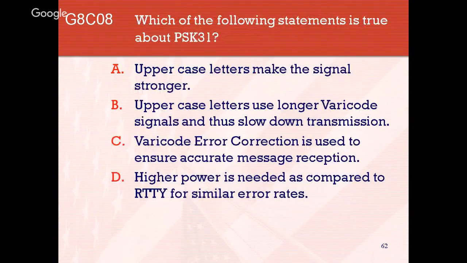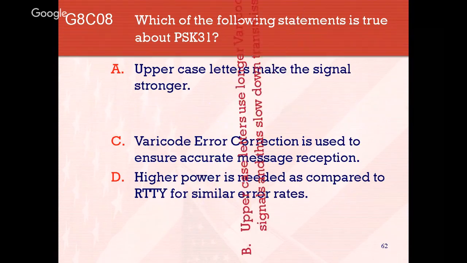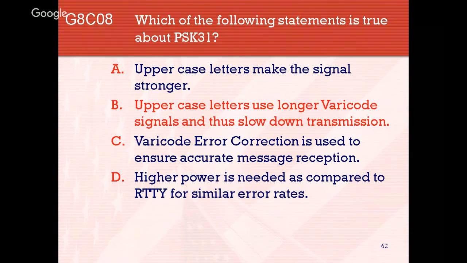Which of the following statements is true about PSK31? Remember that RTTY uses uppercase. And uppercase letters use longer varicode signals and thus slow down transmissions. That would be a true statement for PSK31. And that's why with PSK31 usually you're transmitting in lowercase. So keep in mind that the varicode signals for the uppercase letters are longer and they slow down transmissions.